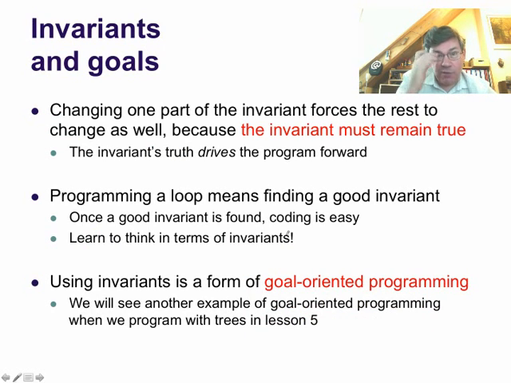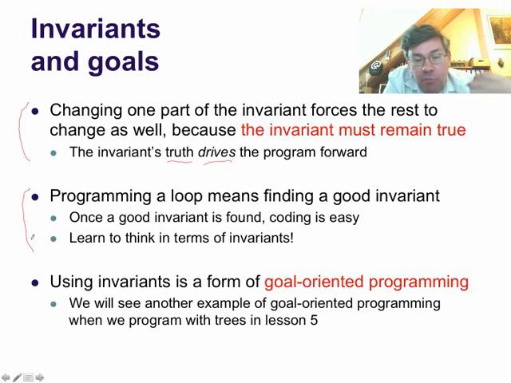Let me finish this lesson with a look to the future. Notice that changing one part of the invariant forces the rest to change as well, because the invariant must remain true. So the truth of the invariant is what drives the execution, the fact that the invariant must stay true. It's like a motor. Programming a loop means finding a good invariant. So once you find a good invariant, the coding part is easy. So the whole trick is to learn to think in terms of invariants.